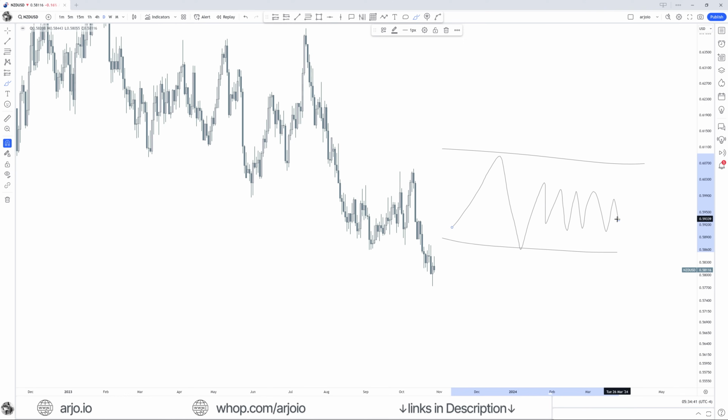Let's define that. What is that low resistance? What is that resistance part? That resistance part is PD arrays. Let's define PD arrays. What is PD arrays? PD arrays is premium and discount arrays.